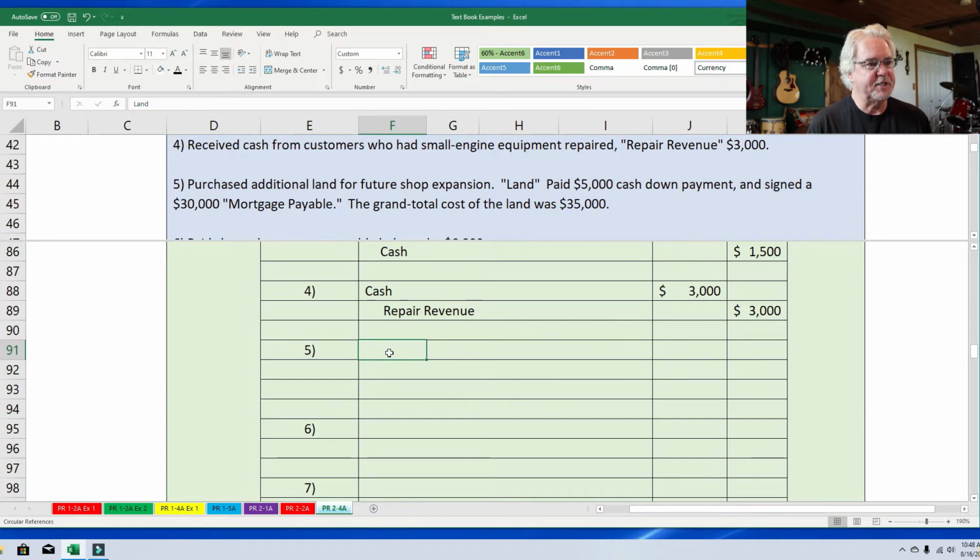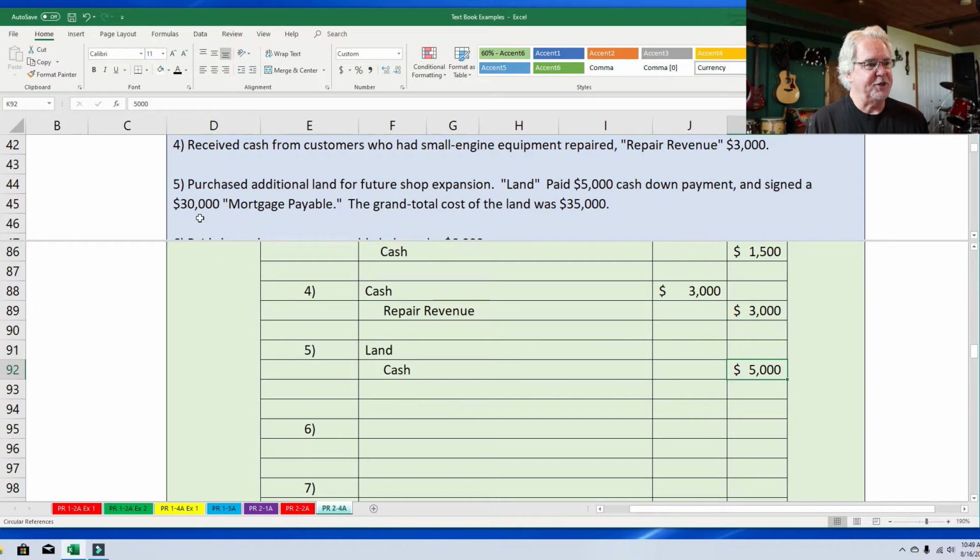Number 5, purchased additional land for future shop expansion. So Fred is buying up land around his shop. So we're going to list land first because land is what Fred is buying. Let's see what happened here. Paid $5,000 cash down payment. Now, whenever you pay out cash, list cash second. There we go. So paid $5,000. So I'm going to put that $5,000 right in there.